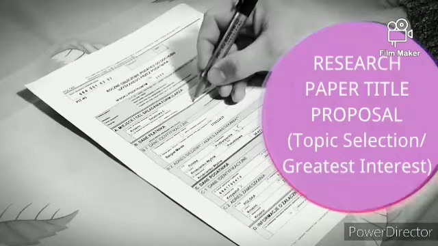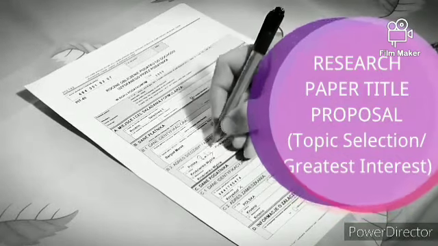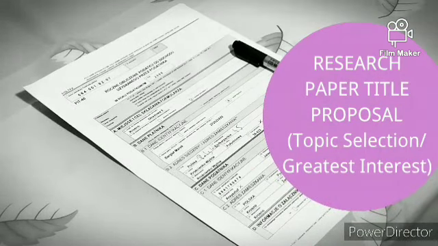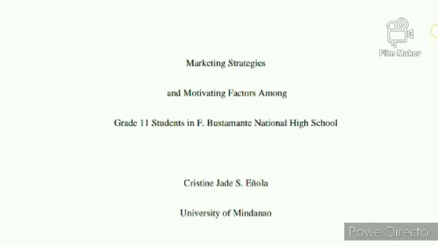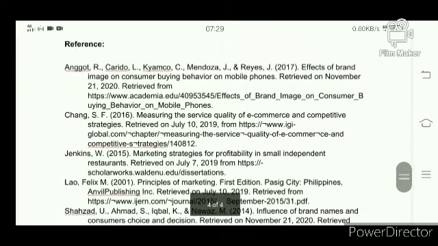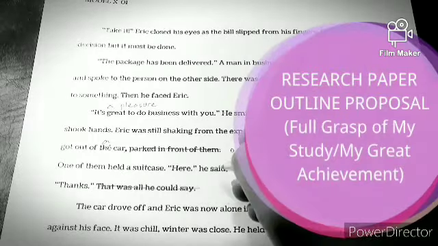The sixth examination: research paper title proposal, topic selection or my greatest interest. This is the easiest exam we experienced because we only need to copy the research we had way back when we were in senior high school. My research is all about the marketing strategies affecting the motivating factors of grade 11 students on purchasing the product. We just attach the title, rationale, and references.